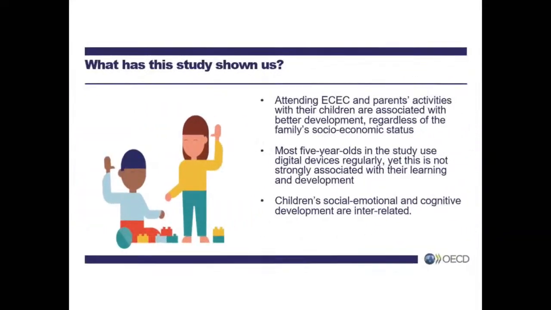The things that seem to make a difference for children, including children from low socioeconomic backgrounds, include attending early childhood education and care. Now, in England and Estonia, almost all children attend some kind of ECC environment, but this is not the case in the United States. So we were able to see clearly the difference between children who had and who had not had the opportunity to go to ECC.